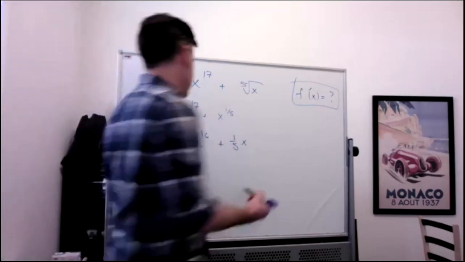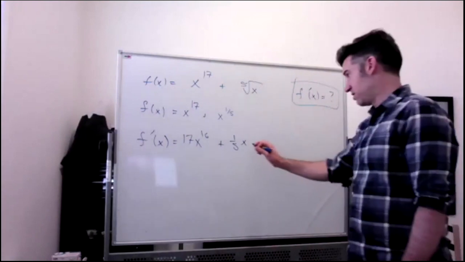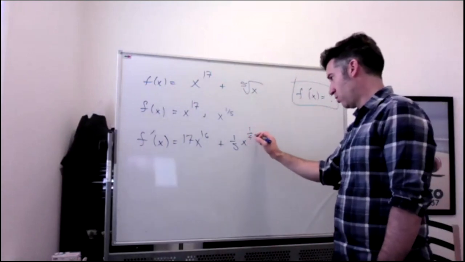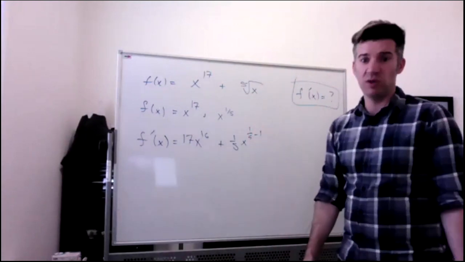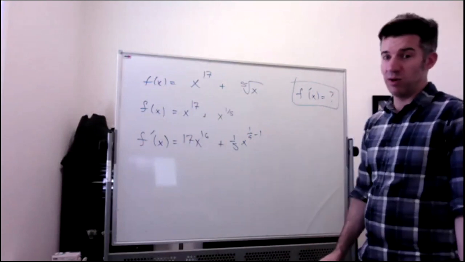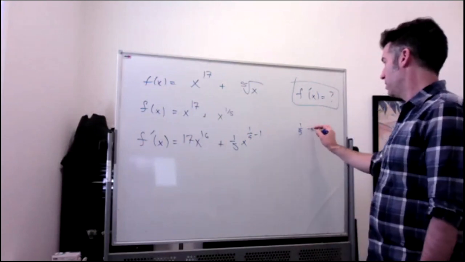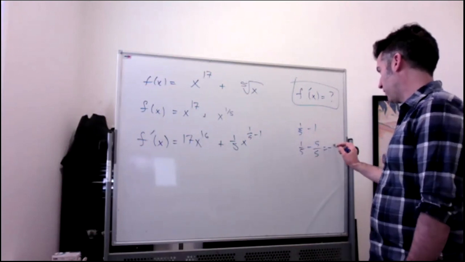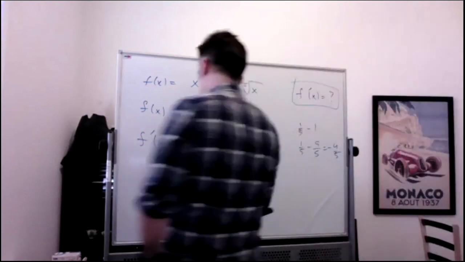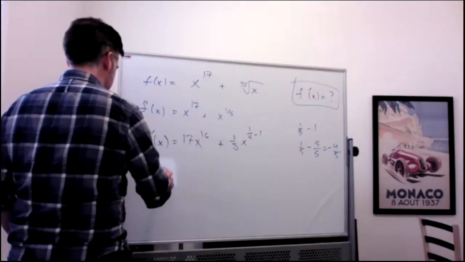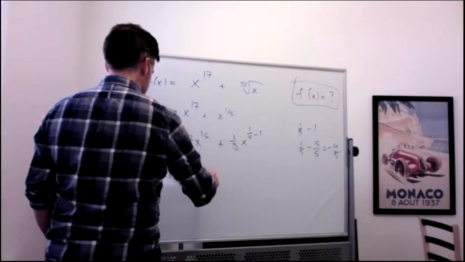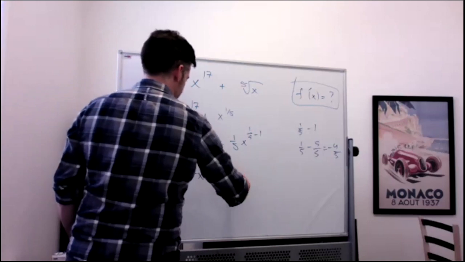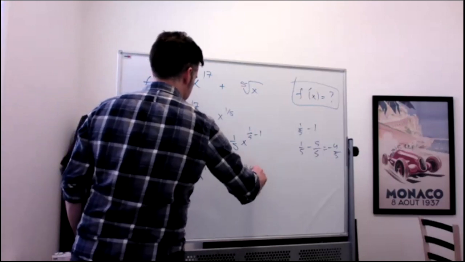1/5 minus 1. It's perfectly okay to write 1/5 minus 1, but then you should simplify it. So 1/5 minus 1 is 1/5 minus 5/5, which is negative 4/5. So f prime of x is 17x to the 16th plus 1/5 x to the negative 4/5.